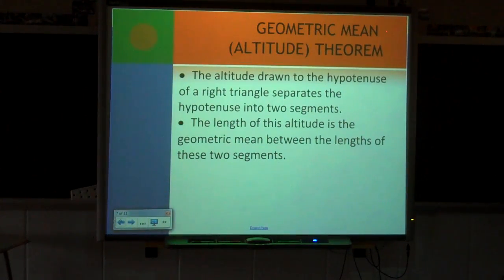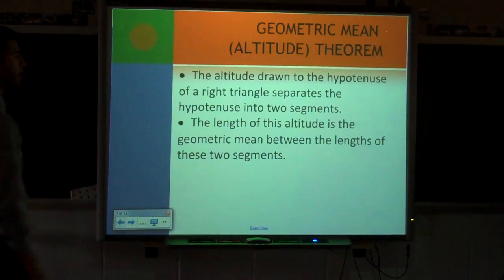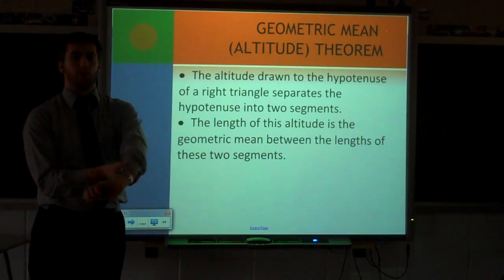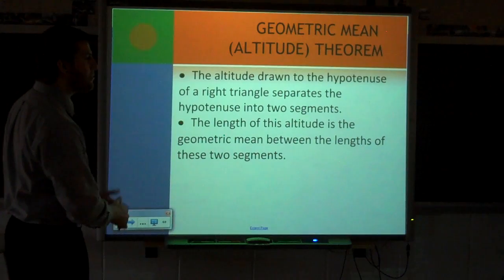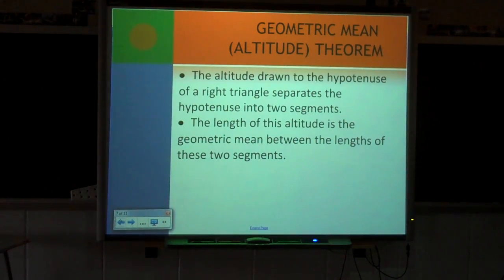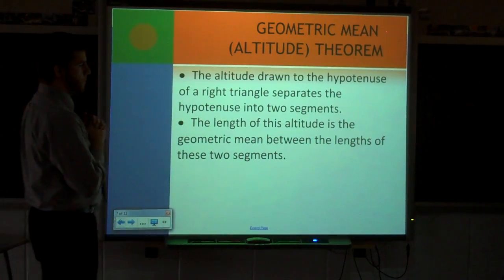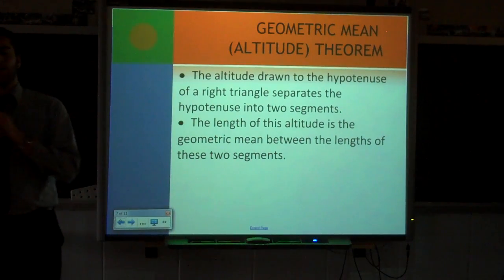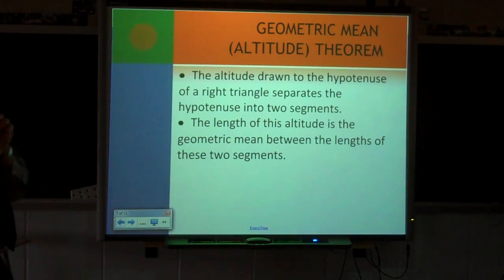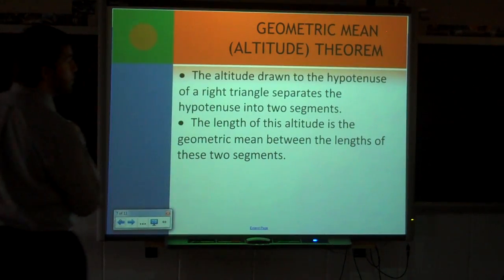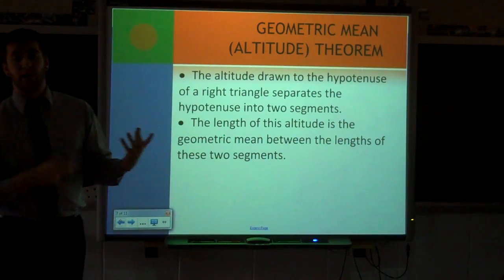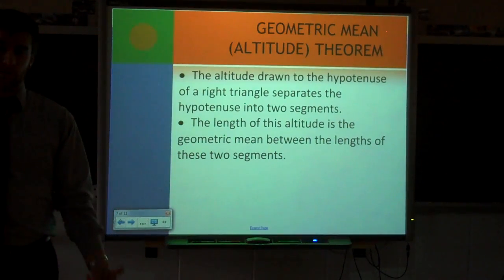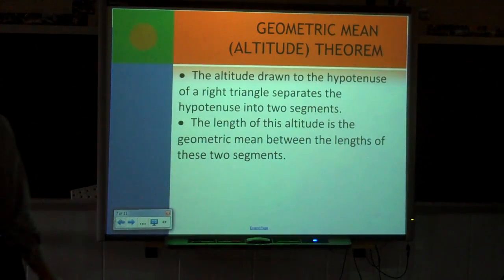If you draw that altitude, it touches the side, so it's got to cut it into two parts. Well, what happens is, the length of this altitude is the geometric mean between the lengths of these two segments. So if you know the two segments, you just do their geometric mean, and you'll find the altitude. We could also do this the other way: if I know the altitude and I know one of those parts, I could work backwards to find the other one. And we'll practice doing that both ways.